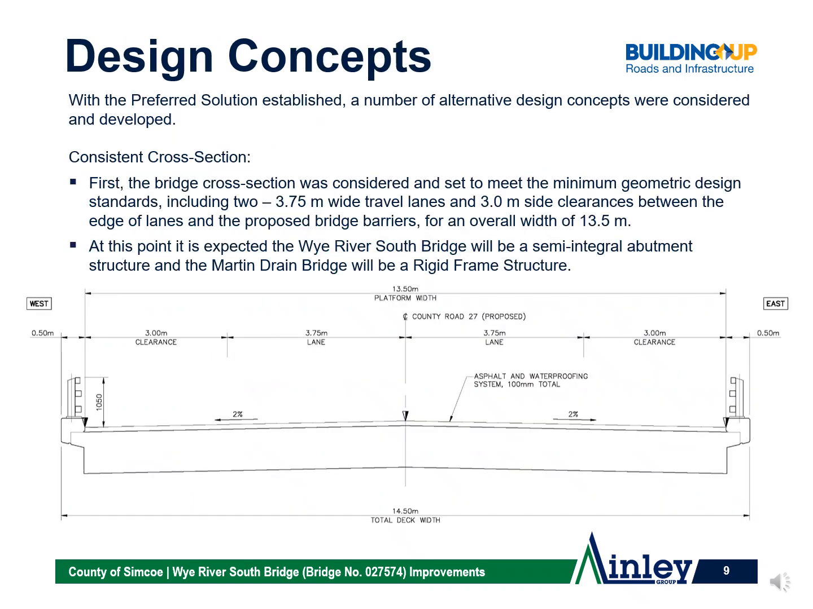With the preferred solution selected, the study team proceeded to develop a typical cross-section for the bridges to meet all current design criteria and to use in all of the design concepts developed for the preferred solution. The bridges will be made up of 2 3.75 meters wide travel lanes with 3.0 meters side clearances, such that the overall width is 13.5 meters between barriers.